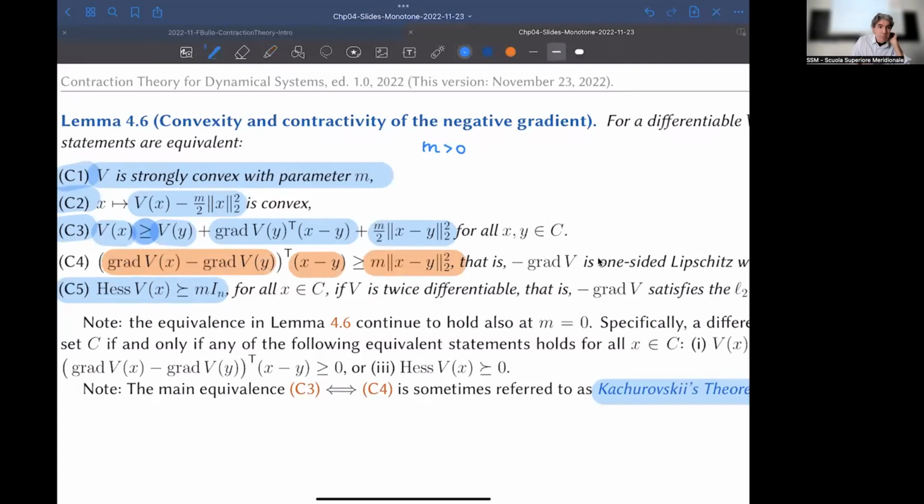If I multiply by -1, bear with me, minus the gradient of V at x minus the gradient of V at y, let's write it as the dot product with x minus y. It is now upper bounded, because I need to multiply by -1, by minus m times the squared norm of x minus y.